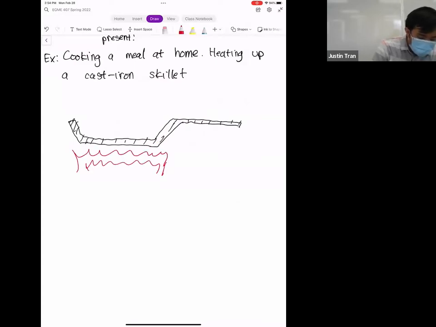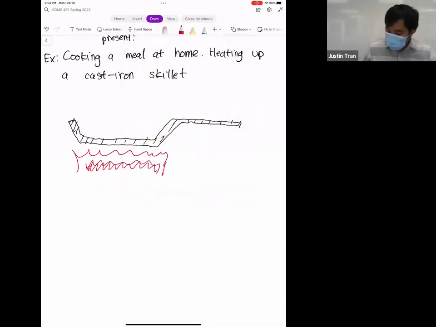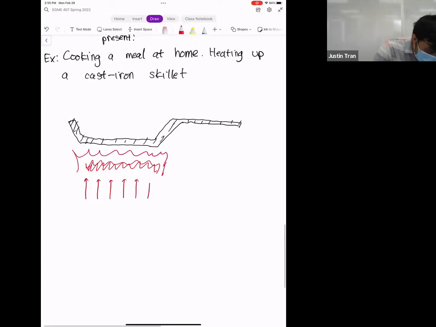And so let's say here you have a flame, okay? What we're going to assume is that the flame is going to impose a heat flux. The flame is going to be heating your cast iron skillet from the bottom. And so we'll call this Q flame. And since it's a heat flux term, we'll give it a double prime there.